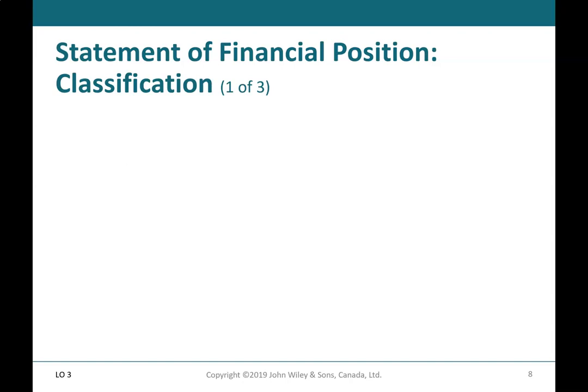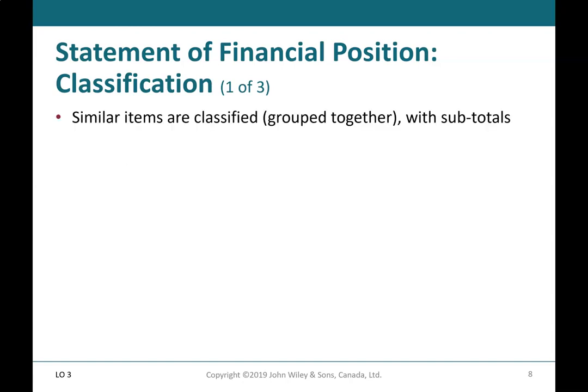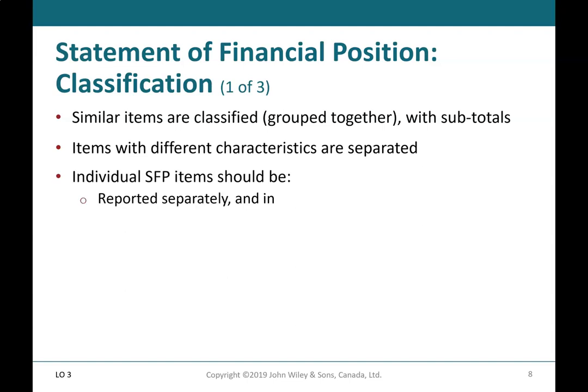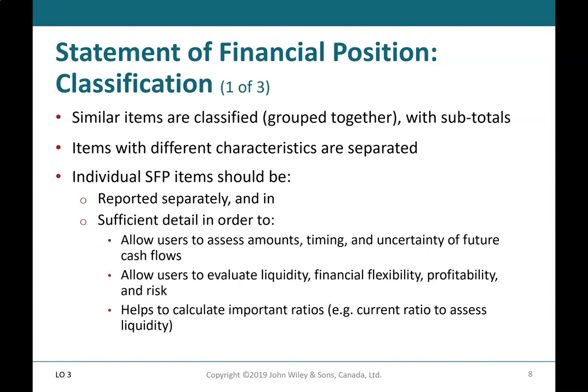Statement of financial position classification, 1 of 3. Similar items are classified or grouped together with subtotals. Items with different characteristics are separated. Individual SFP items should be reported separately and in sufficient detail to allow users to assess amounts, timing, and uncertainty of future cash flows, and to evaluate liquidity, financial flexibility, profitability and risk. This also helps to calculate important ratios, for example, the current ratio to assess liquidity. Groupings: monetary assets, financial instruments.